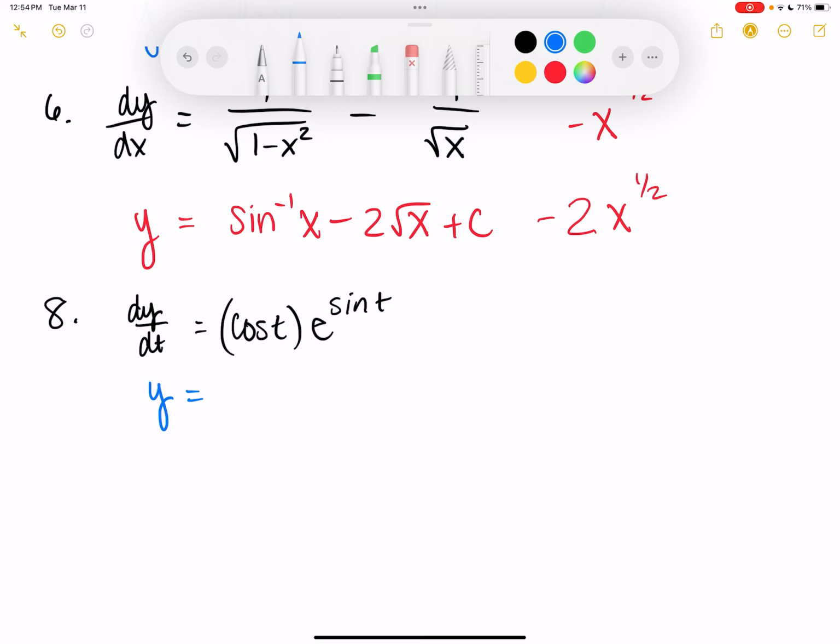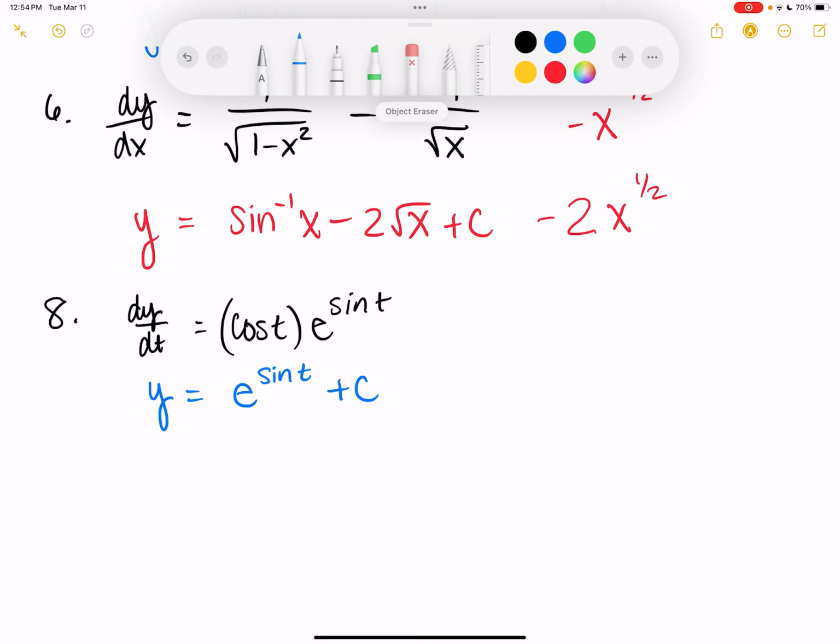So, I'm guessing e to the sine of t. Yep, e to the sine of t. Let's see. Yep, almost good. You forgot that. I figured you were going to get it.